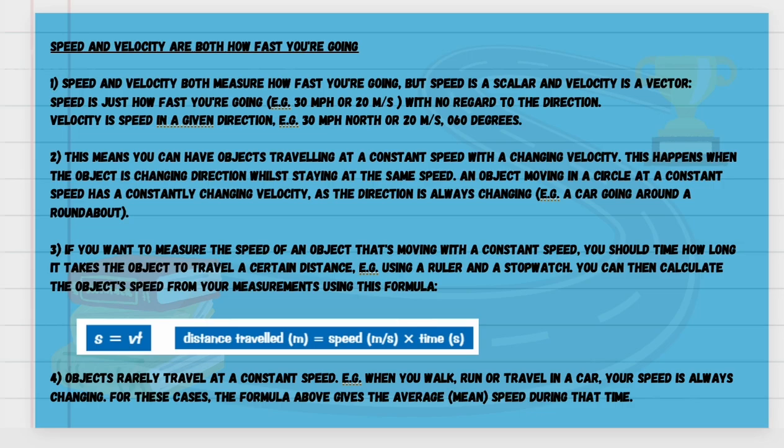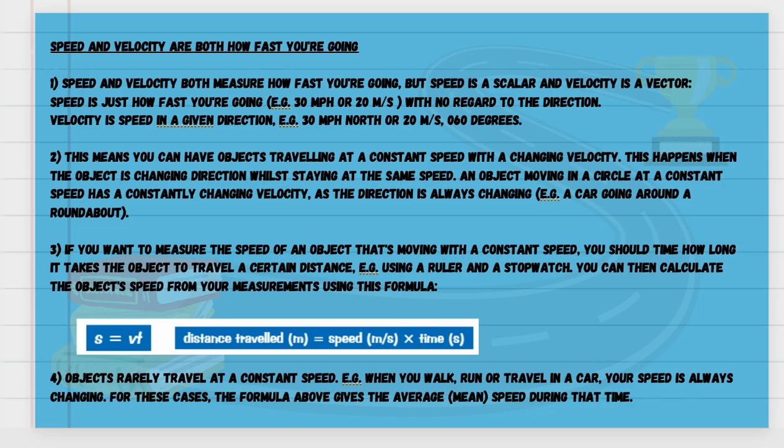Velocity is speed in a given direction, for example, 30 miles per hour north or 20 meters south, 060 degrees. This means you can have objects traveling at a constant speed with a changing velocity. This happens when the object is changing direction while staying at the same speed. An object moving in a circle at a constant speed has a constantly changing velocity as the direction is always changing. For example, a car going around a roundabout.